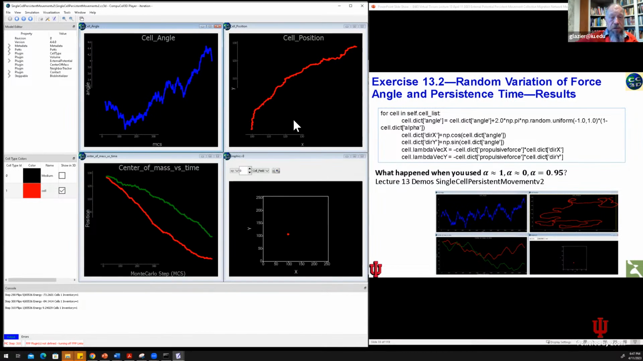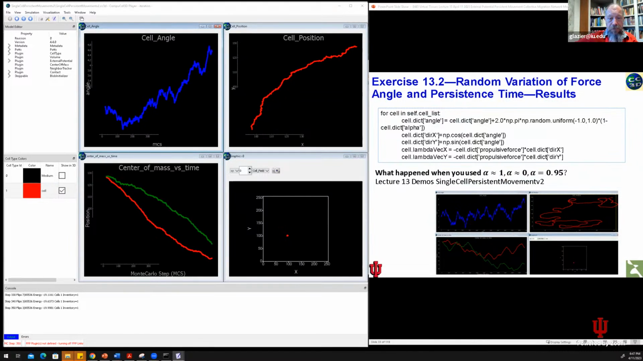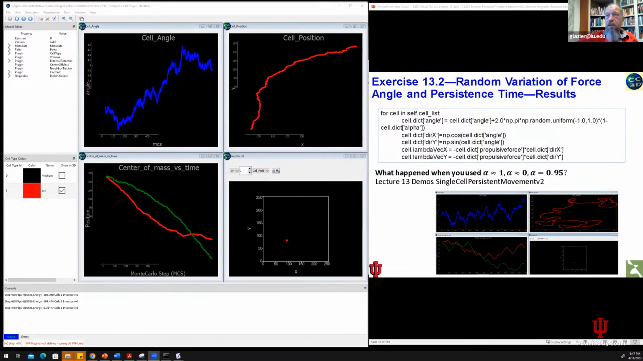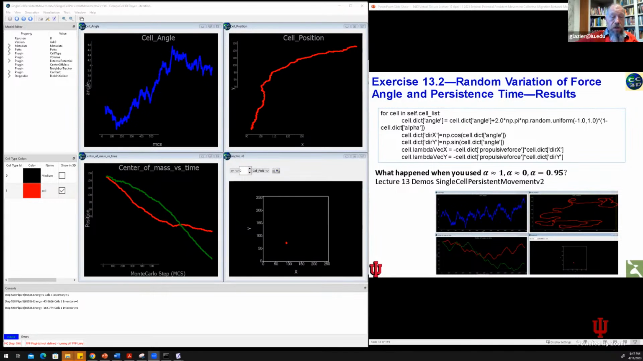Were people able to get something similar? Did it work, not work for people? Anybody have any comments? There's actually a lot you can do with a demo like this. It's a simple but relatively powerful way of getting cells to move. And if you actually know the distribution of angles and the persistence time, you can impose those from experiment on the cell.